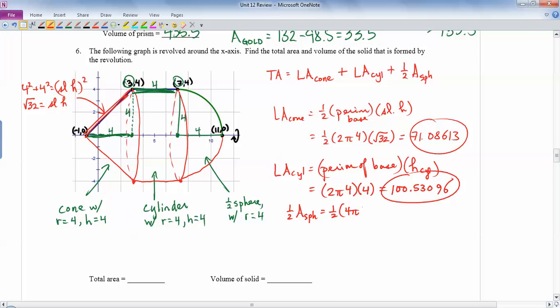And then the half of the sphere, well, we know the formula for area of a sphere is 4 pi r squared, so 4 pi 4 squared. And that comes out to also be 100.53096. So then the total area is to add up those three things. So total area ends up being, when you add up all three of these things, 272.148.